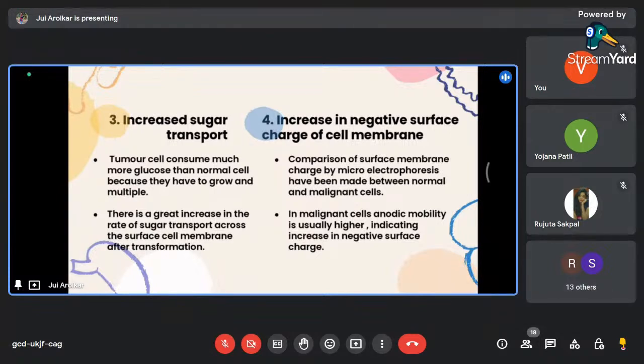The fourth property is increase in negative surface charge of cell membrane. Comparison of surface membrane charge by microelectrophoresis has been made between normal and malignant cancer cells. In malignant cells, anodic mobility is usually higher, indicating increase in negative surface charge.